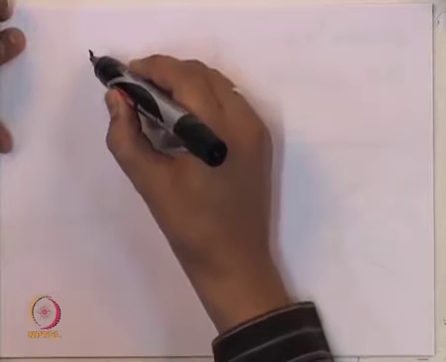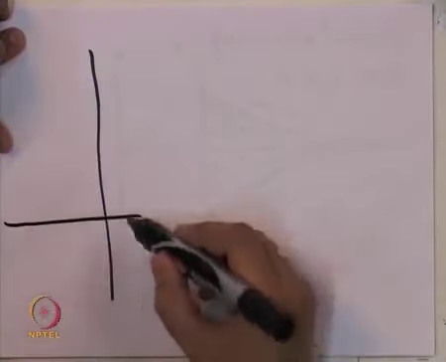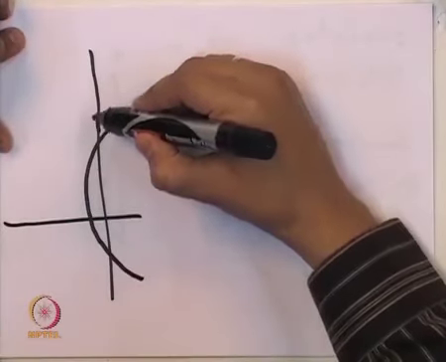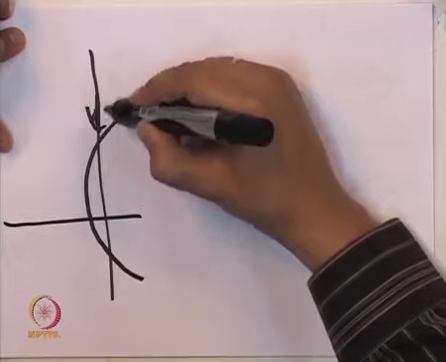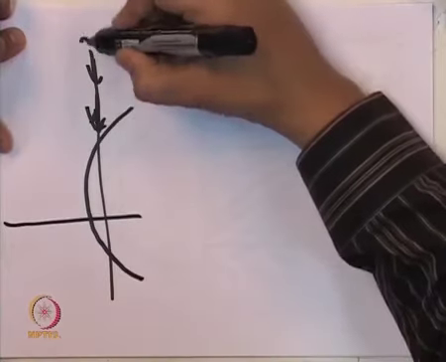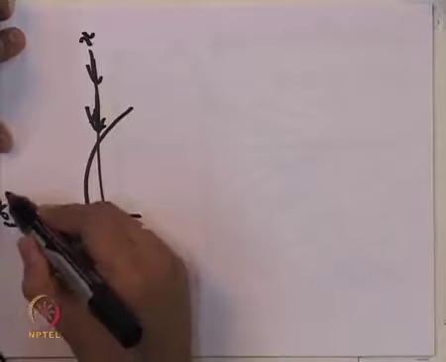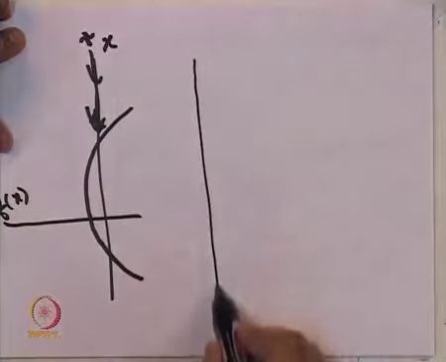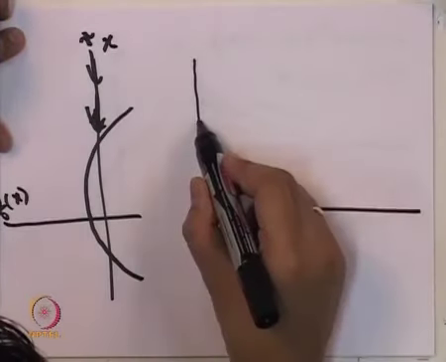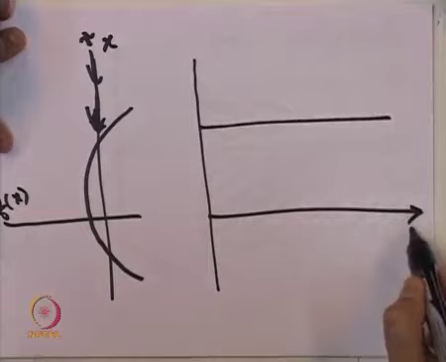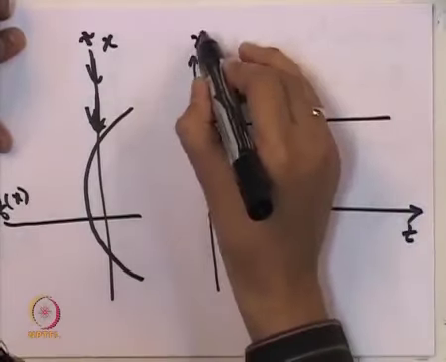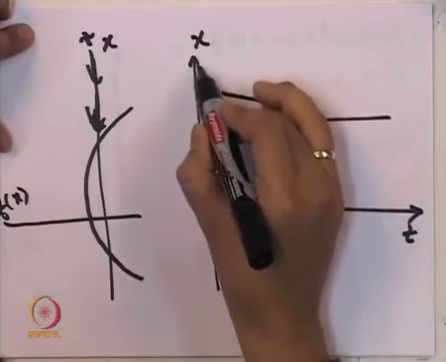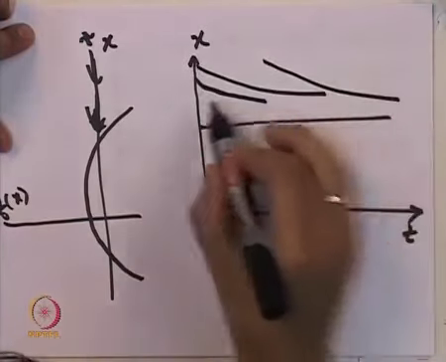So, in this particular example, we see that all the arrows are directed inwards. This is a graph again of f versus x, and on the right hand side we have already plotted x versus time. We see that here, because f was negative, x dot was negative, so all the trajectories are coming downwards.